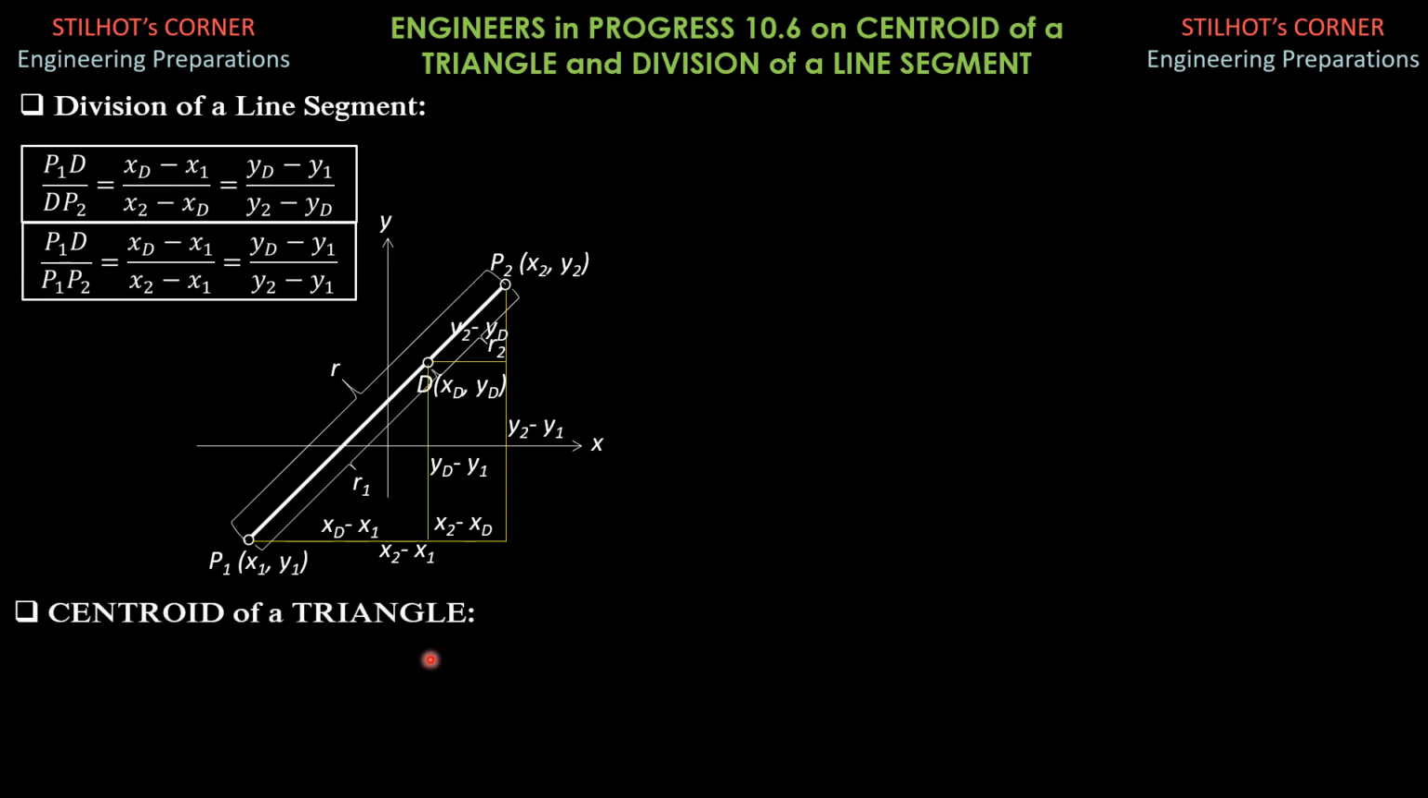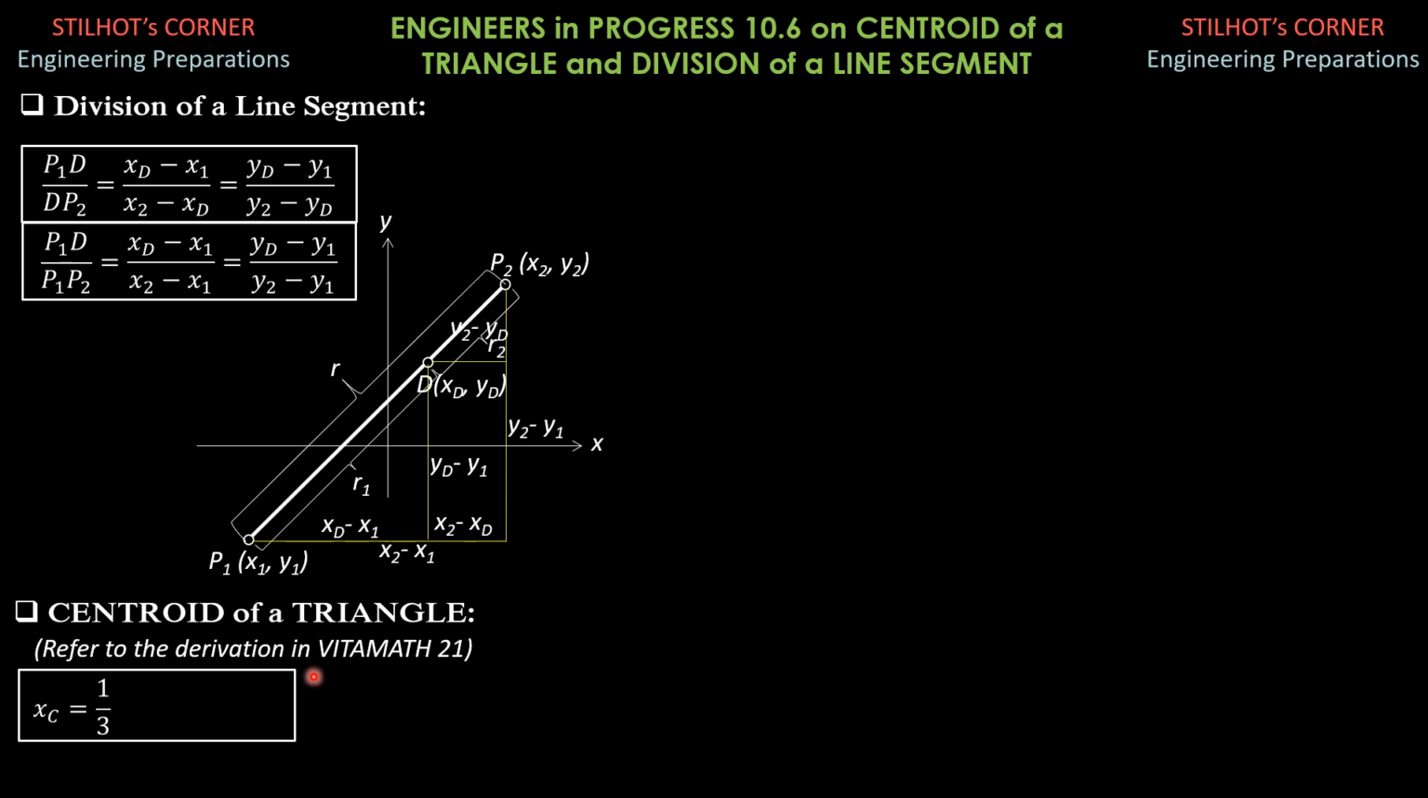So for the centroid of a triangle, for the derivation of this, you just refer to my derivation in Vitamath 21 in my other playlist. You look for the derivation of this, and for the centroid of a triangle, it's easy to remember. It's just 1/3 of the quantity x1 plus x sub 2 plus x sub 3, or simply the average of the three x coordinates. So y sub c also is the average of the y coordinates, and you don't need to remember this. However, this is applicable only for triangles.